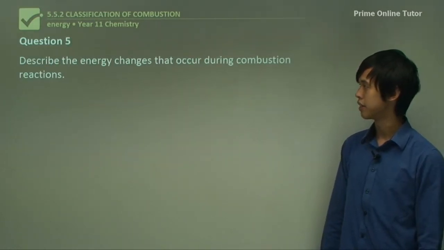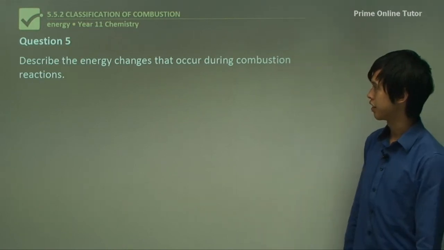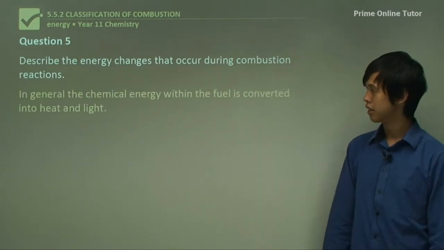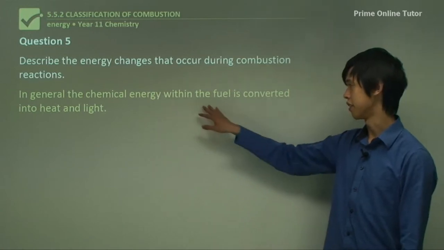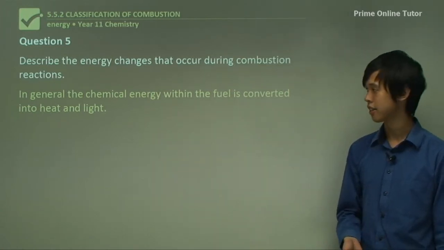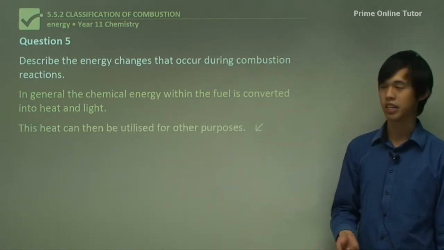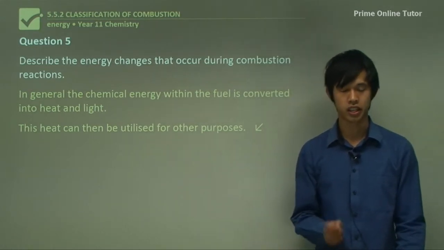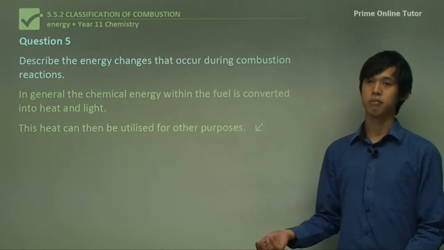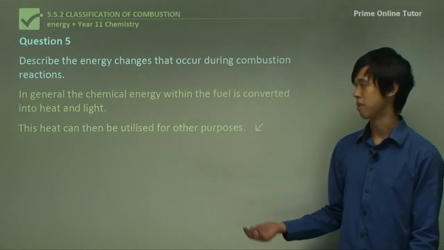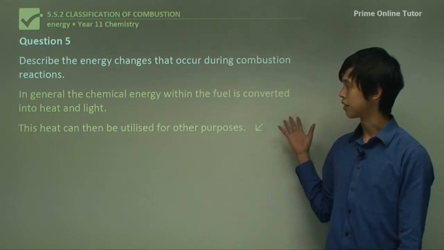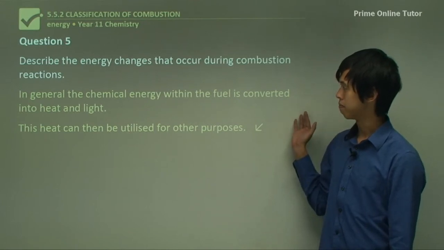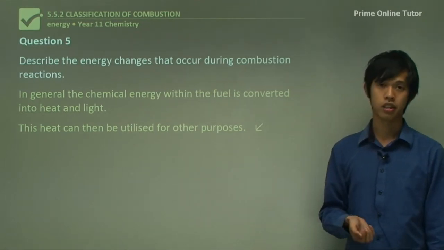And question 5. Describe the energy changes that occur during combustion reactions. Well, in general, the chemical energy within the fuel is converted into heat and light. Then this heat can be utilized for other purposes, can be turned into mechanical work, which then gets converted into electricity, or could be converted into other forms of energy depending on your application. So that's basically the energy changes in a combustion reaction.